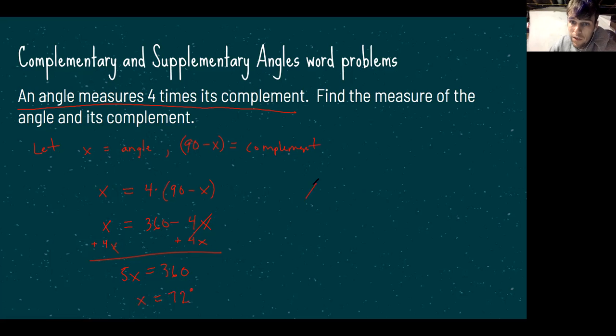So my angle is going to equal 72 degrees. And then the complement is going to equal 90 minus 72, which is 18 degrees. And so there we go. We were able to figure out the angle and its complement. All right. Feel free to pause or go back if you need to.